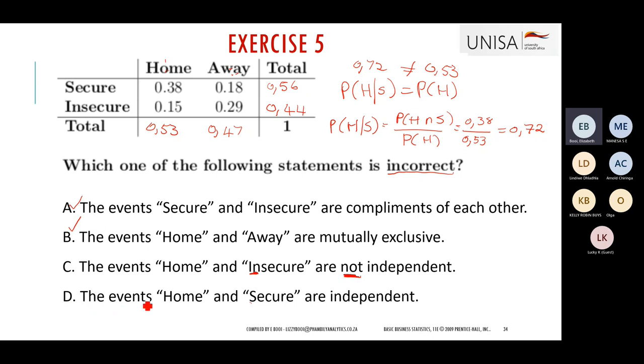D says event home and insecure are independent. We've proved that they are not independent. So therefore, this is the correct answer that we are looking for in terms of the incorrect statement. For this one, home and insecure, we also need to follow the same approach. We're going to prove that the probability of home given insecure should be the same as the probability of home. So let's see if they are the same by calculating the probability of home given insecure, which is the probability of home and insecure divided by the probability of home.